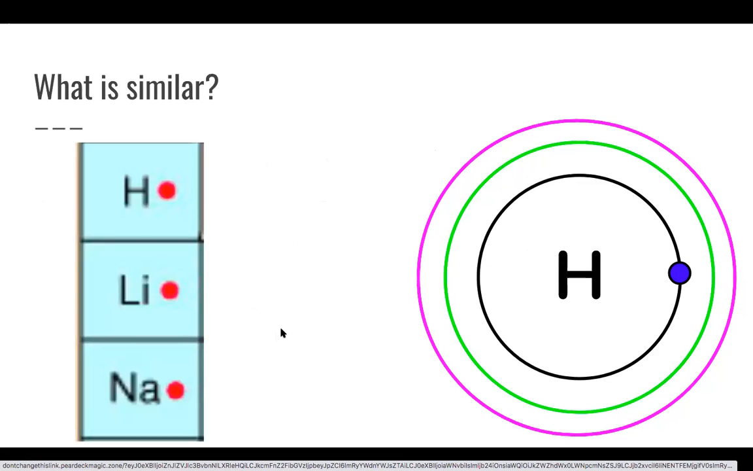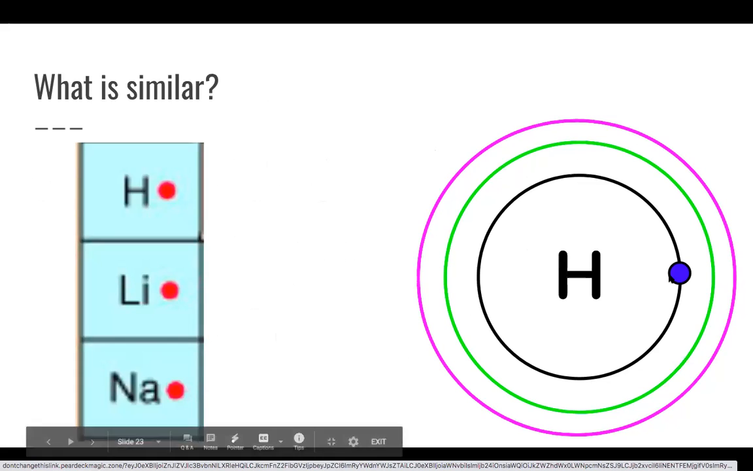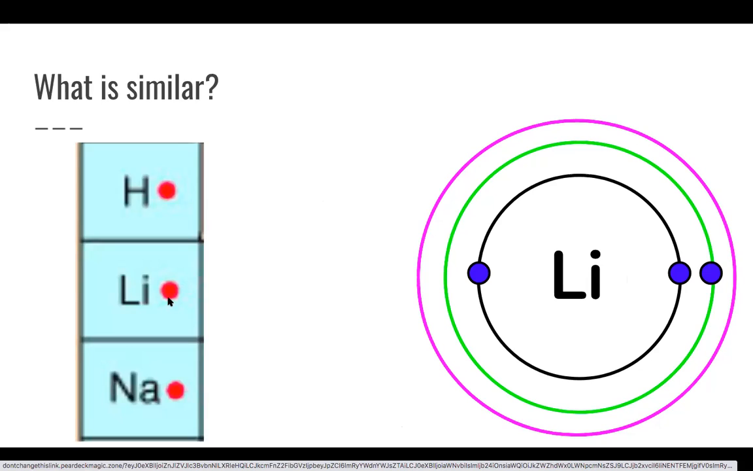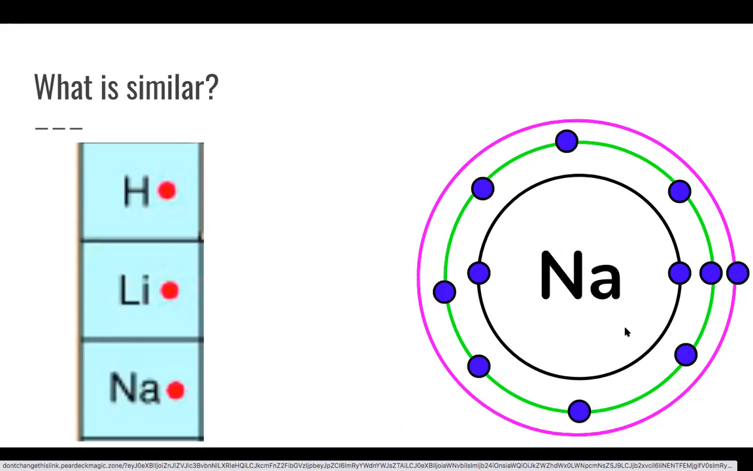Okay, I'm going to show you 3 different slides here. Then you're going to pause and write down what's the pattern you think you notice. Got an H here and a dot, H here and a dot. Okay, Li, dot, dot, dot. Remember these dots are electrons. Ooh, Li, 1 dot here. Sodium, ooh, lots of electrons. Ooh, okay, what about this?